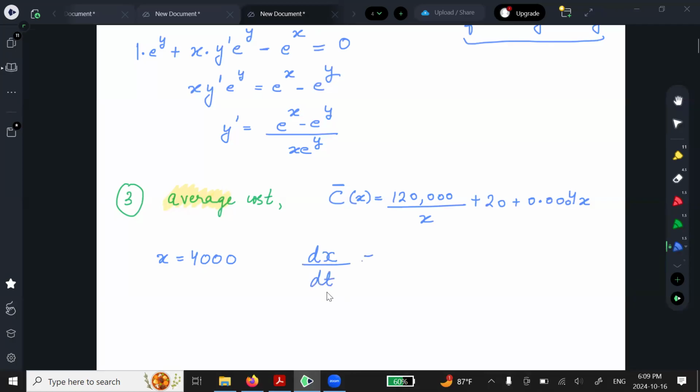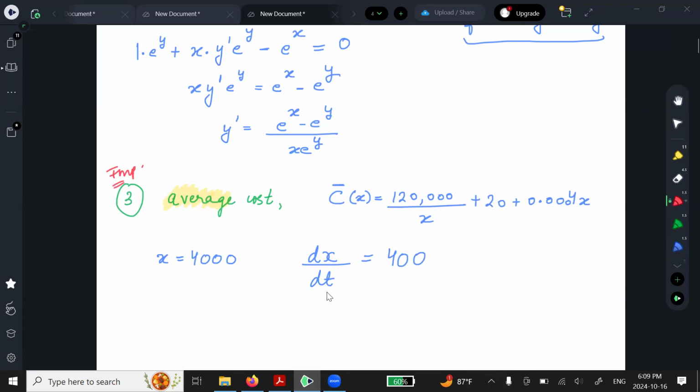Increasing means dx over dt is positive, right? That's what you have to check from the question. So you have positive 400. Can you find how the average cost is changing? Important question, okay? Just know how to solve this. You're given the average cost, you're given the weekly production, and they also tell you how it is changing. So that's how you know.